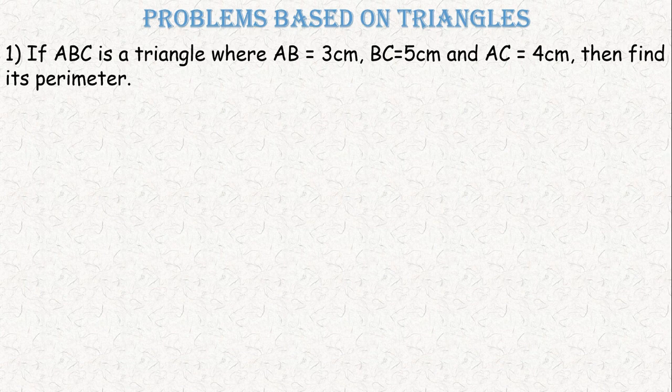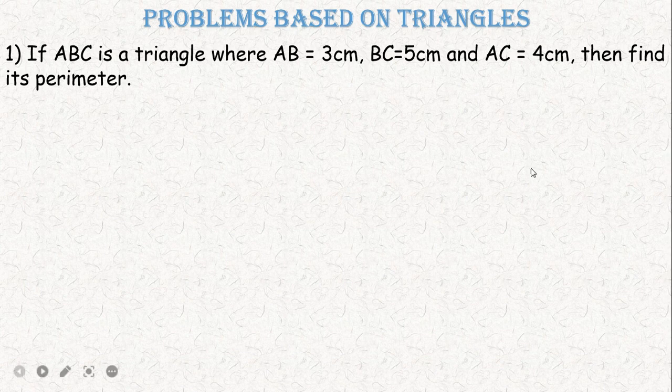Here I'll solve 7 problems where you'll get an idea of triangles. First one: if ABC is a triangle where AB is equal to 3 cm, BC is equal to 5 cm and AC is equal to 4 cm, then find its perimeter.